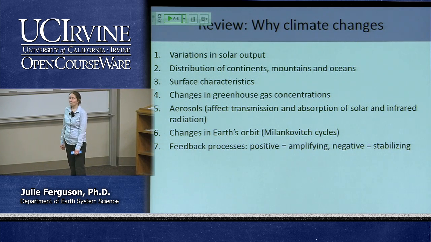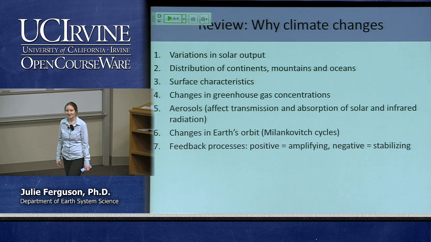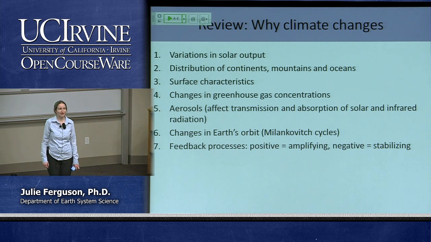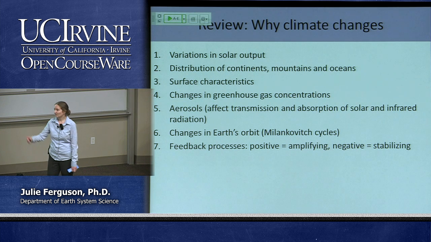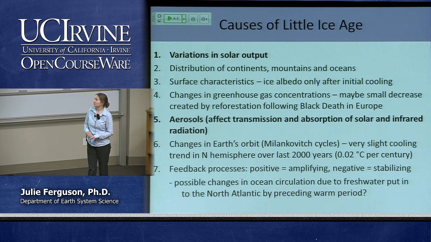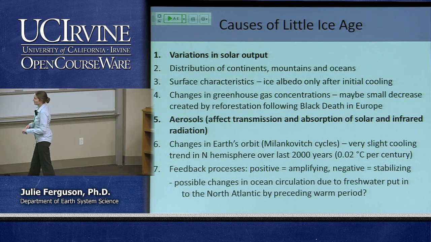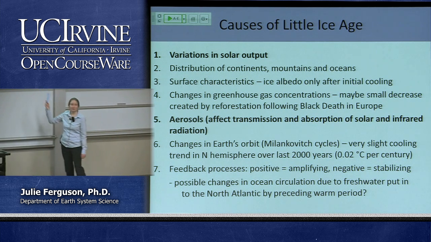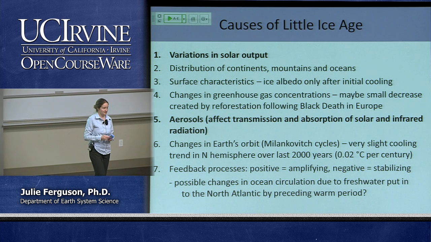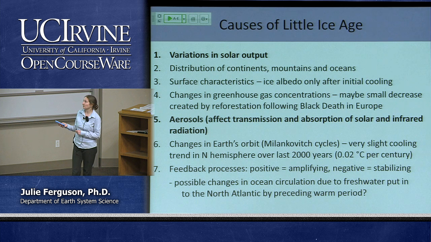Okay. What might change the amount of aerosols in our atmosphere? Humans could, but probably not at that time. There were just many, many fewer of us. What else could do it? Volcanoes. And so this might give us a clue. So really, we're left with one and five. Okay, variations in solar output and aerosols. Feedback processes, it's possible that we might see changes in that thermohaline circulation, but it's a bit difficult to get very far with that one. It's most likely one or five, or a bit of a combination of both.